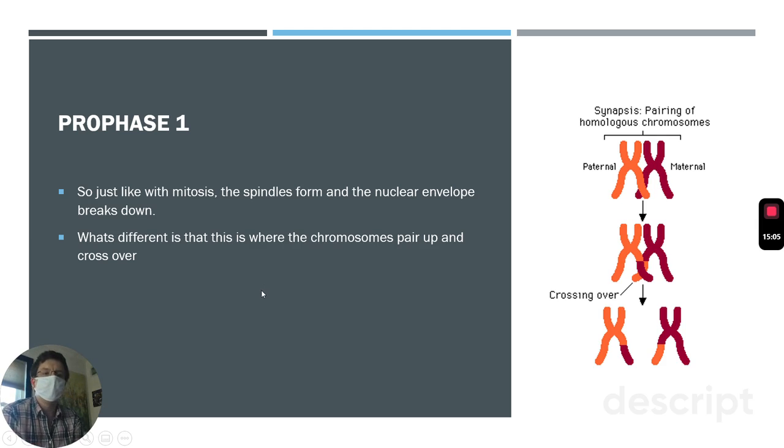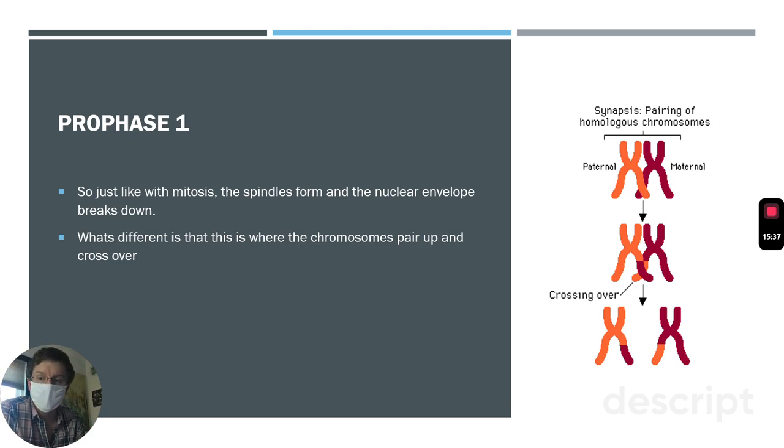Now, if you don't pay attention to anything else in this video, I want you to know crossing over, and that it only occurs during prophase 1. So crossing over is when one chromosome from your mom and one chromosome from your dad, they literally switch parts of themselves. And I know that can seem confusing, and if you're the type to question everything, you might ask, well, why does that even happen?